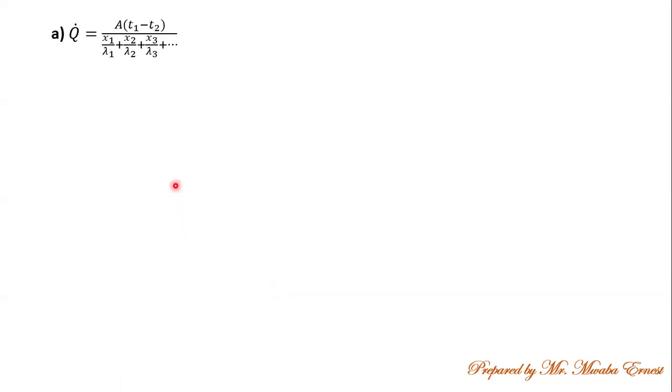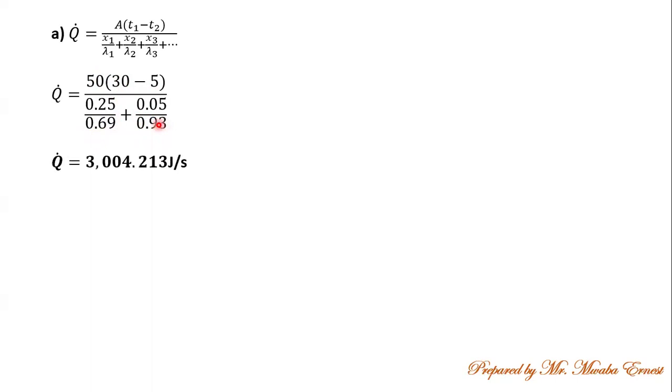So with this, we can now just do the substitution. In place of area, I have 50. T1 is 30. T2 is 5. X1 is 0.25. Lambda 1 is 0.69. X2 is 0.05. Lambda 2 is 0.93. So when you enter that in your calculator, what you should find is 3004.213 watts or joules per second.